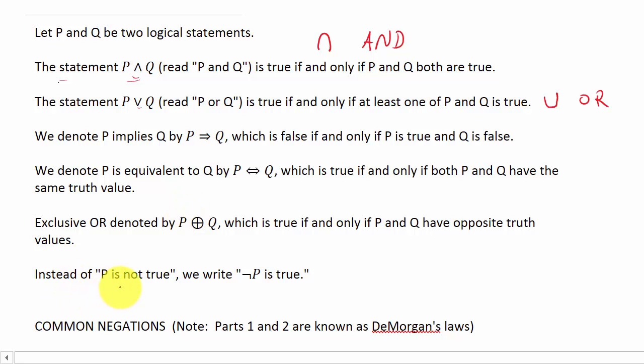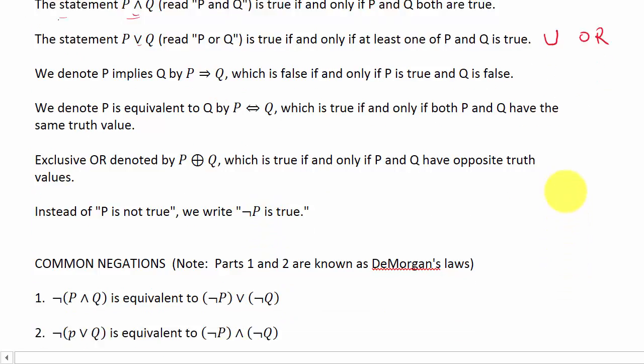And then instead of saying P is not true, we would write this symbol here. This is the negation symbol. It means not P. All right.